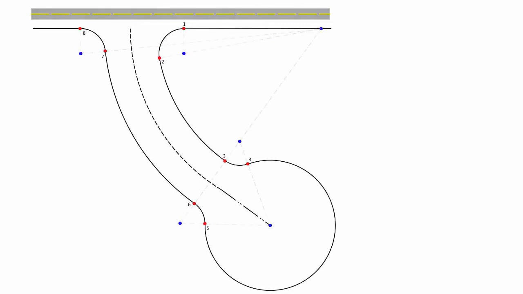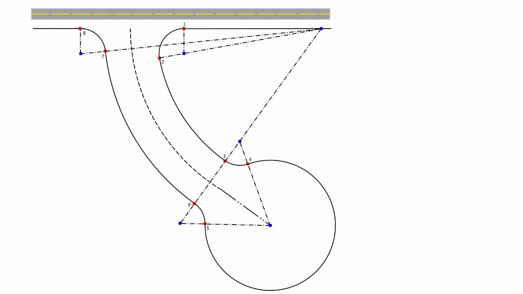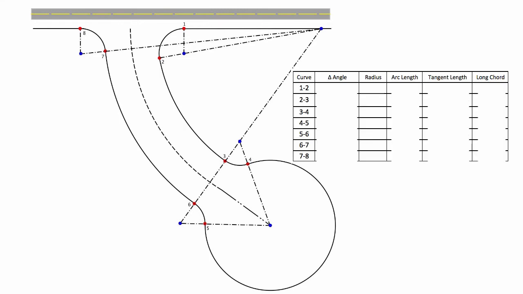The various coinciding lines are added to the diagram. These lines will be used to perform calculations later. A table is set up to tabulate the curve data for the various curves. The transition curves all have a radius of 20 feet. The cul-de-sac turnaround has a radius of 60 feet.